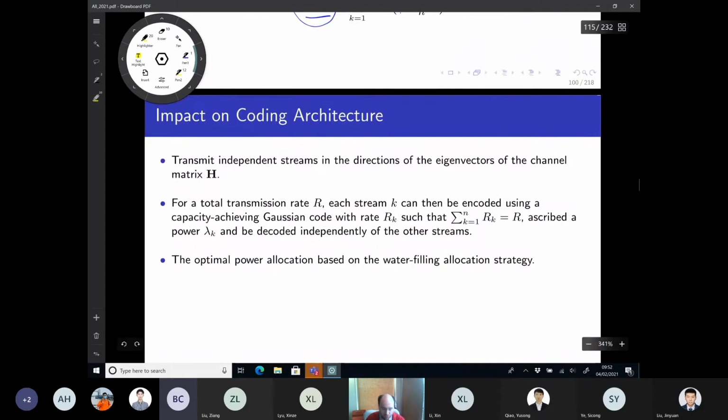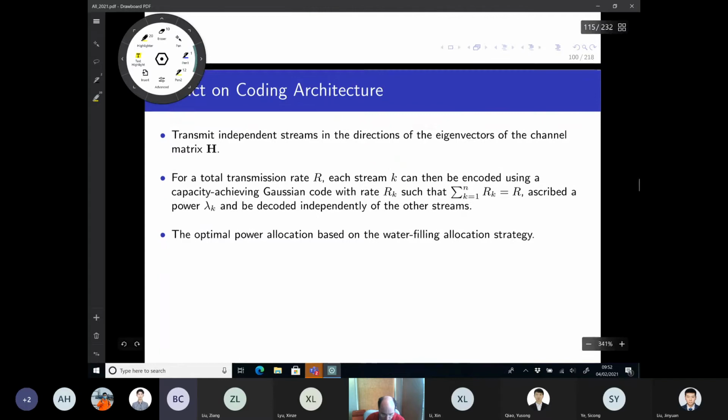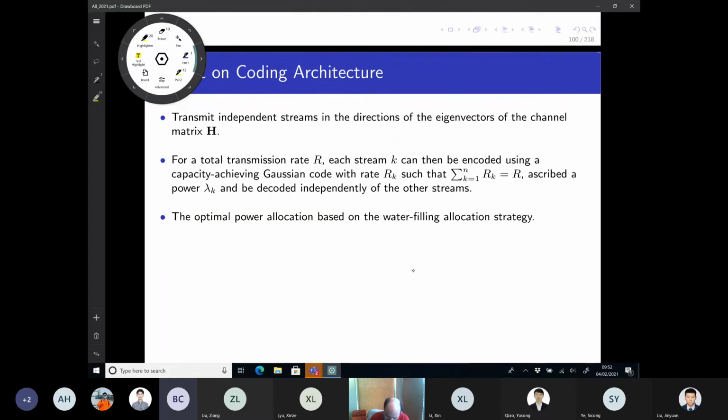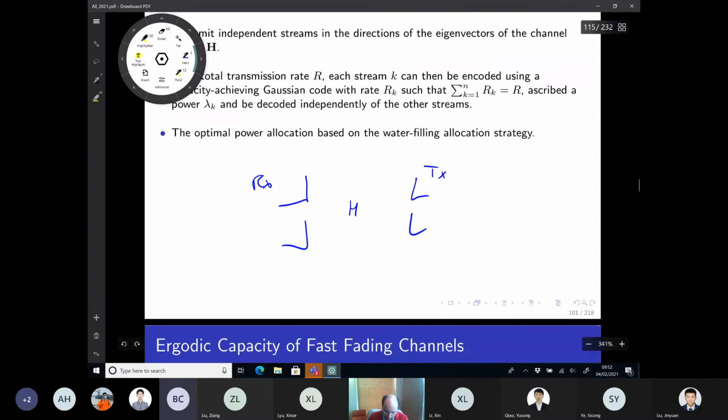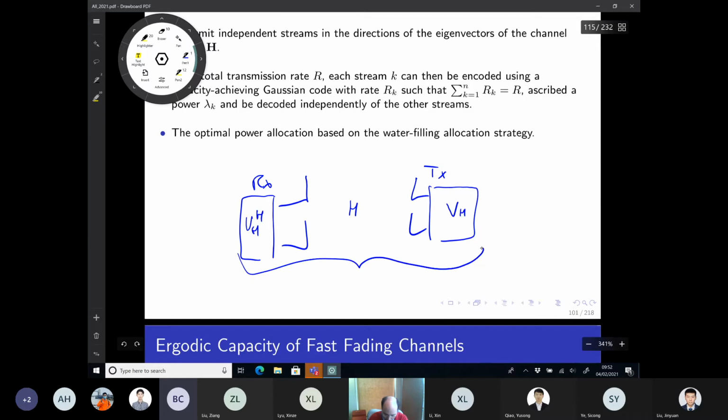Okay, so what does that mean in terms of architecture? What does that concretely mean? Let me take my 2x2 example again. I have my channel matrix H, I have my receiver, I have my transmitter. And so what I do, I precode with V^H, I combine here with U^H. By doing that, I convert this into an effective channel where I have a lambda 1, a lambda 2, two eigenmodes. And I transmit two streams, C1 and C2. I transmit C1 here and C2 there, right?